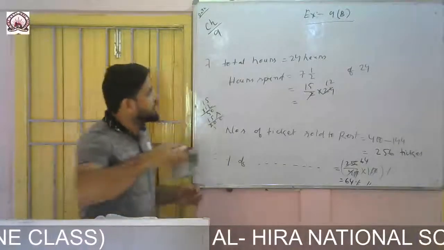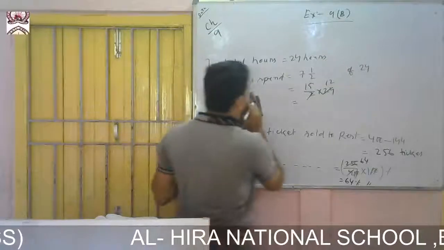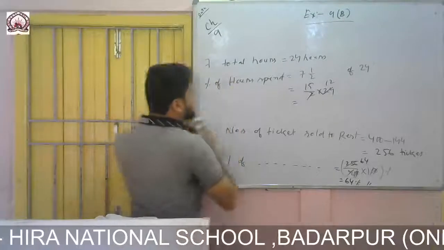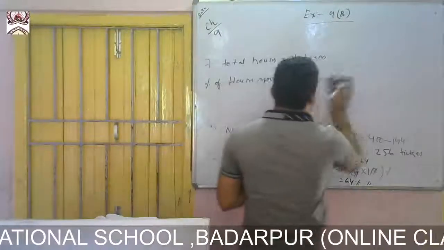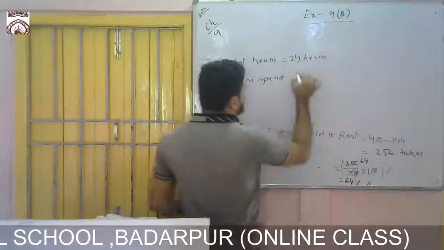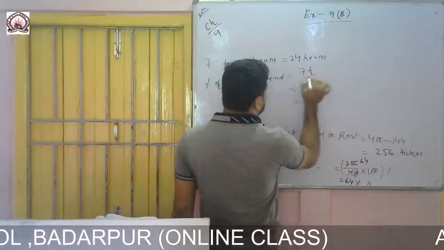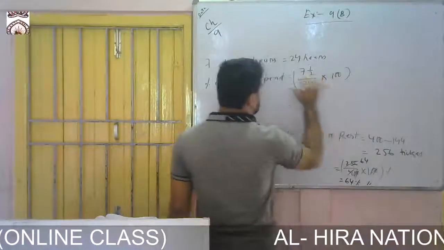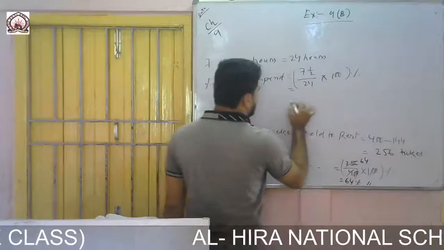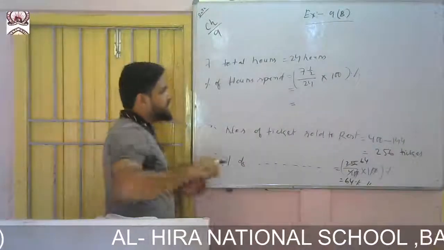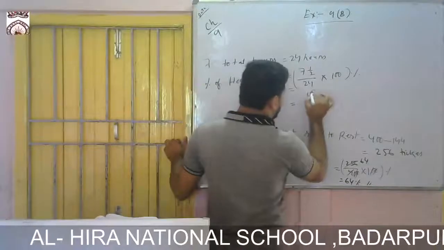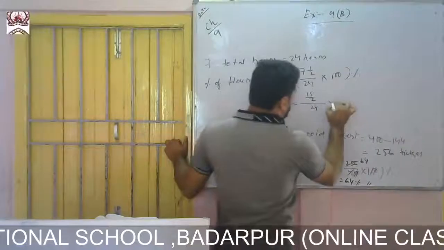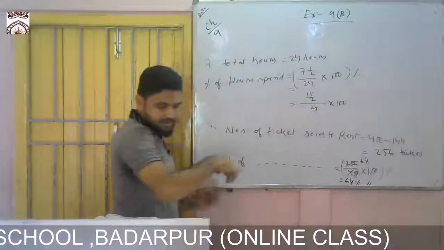Oh sorry, this one is wrong. It should be like this. I need to find the percentage of hours spent. The percentage of hours spent will be 7 1 by 2 by 24 into 100%. So it will be 15 by 2 by 24 into 100. Now I can find it.